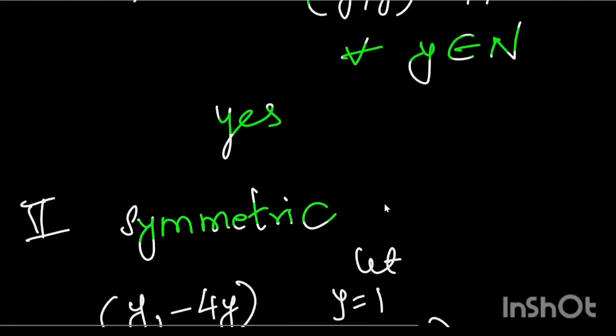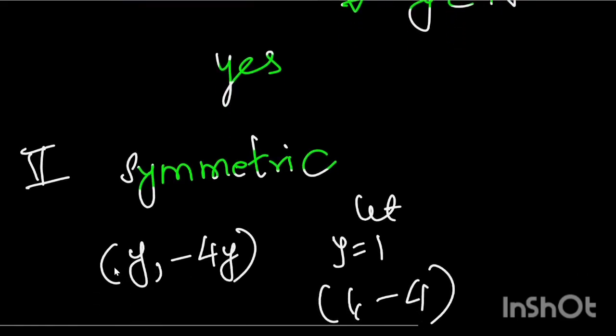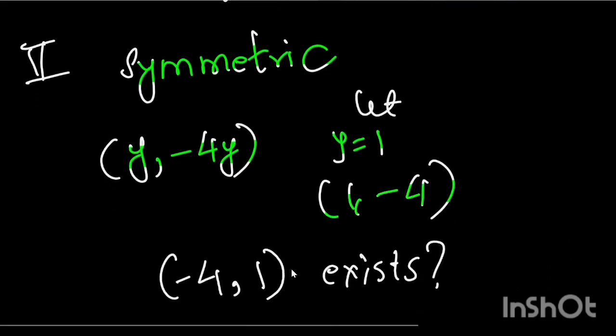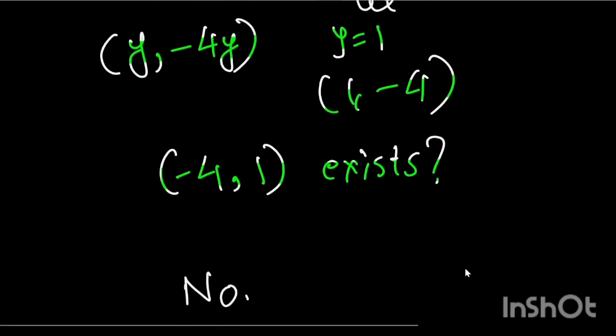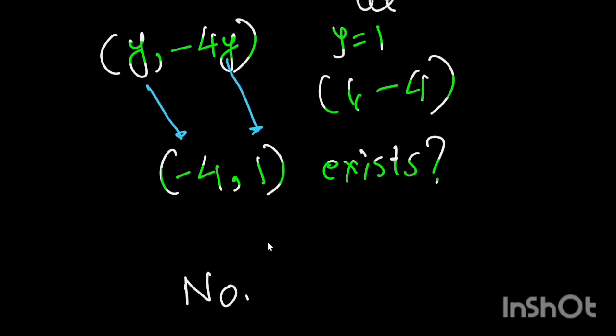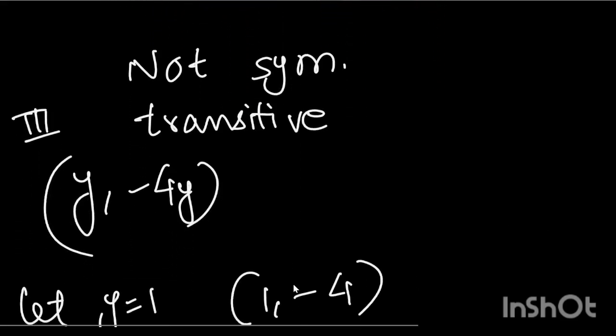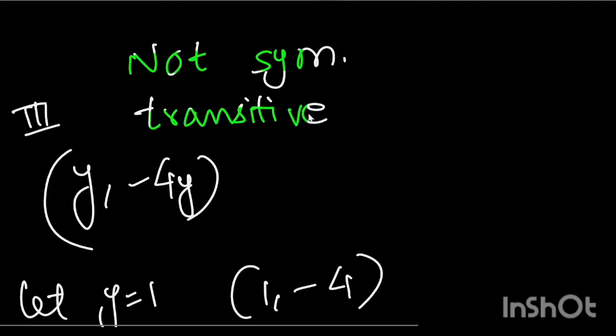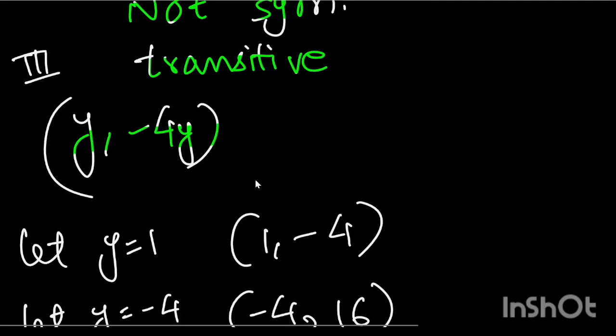For symmetric relation, y comma minus 4y, let's say y is equal to 1. So 1 comma minus 4 is an element. So the question arises, does minus 4 comma 1 exist? So clearly minus 4 comma 1 doesn't exist, because if you take y as minus 4, minus 4y would be 16. So minus 4y clearly doesn't exist. So using this counter example, it is not symmetric. And for the transitive, y comma minus 4y, again we will take a counter example.